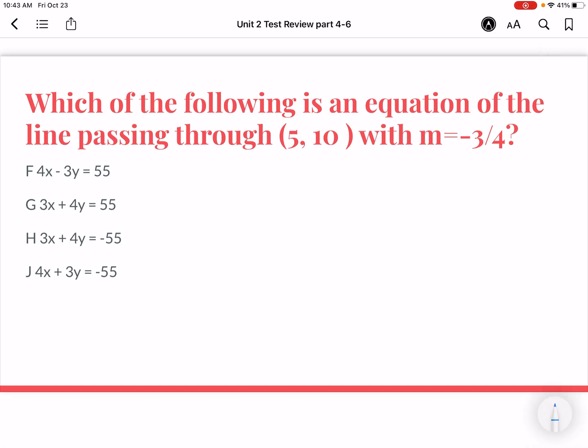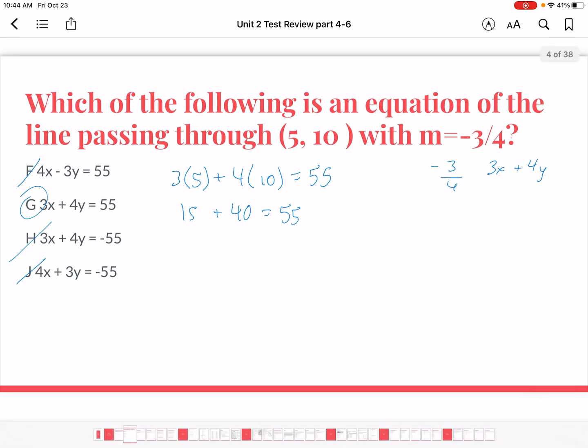All right, if I move to the next problem, it follows much of the same pattern, so I want you to take a second, pause the video, and do the same thing with this one. Okay, hopefully you saw -3/4, so you know that x is 3 and y should be 4. So you can get rid of F and you can get rid of J. Okay, and again, the same thing here. We're going to plug our point in, (5, 10). So we're going to say 3 times 5 plus 4 times 10 and see if that equals 55. Well, 3 times 5 is 15. 4 times 10 is 40. 15 and 40 makes 55. So the correct answer is G. All right, so both of those problems are pretty similar, but that's what we're looking for.